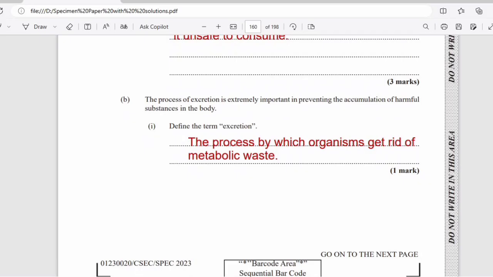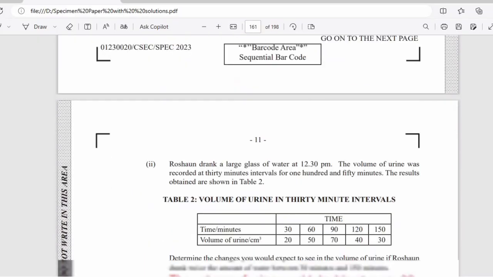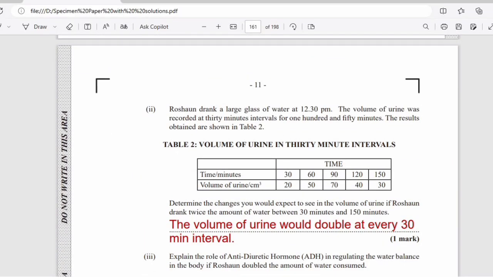Next part of the question says, the process of excretion is extremely important in preventing the accumulation of harmful substances in the body. And accumulation there just means build up, guys. Define the term excretion. Excretion is a process by which organisms get rid of metabolic waste. That's 1 mark. Now, Rashawn drank a large glass of water at 12:30 p.m. The volume of urine was recorded at 30 minute intervals for 150 minutes. The results obtained are shown in table 2.